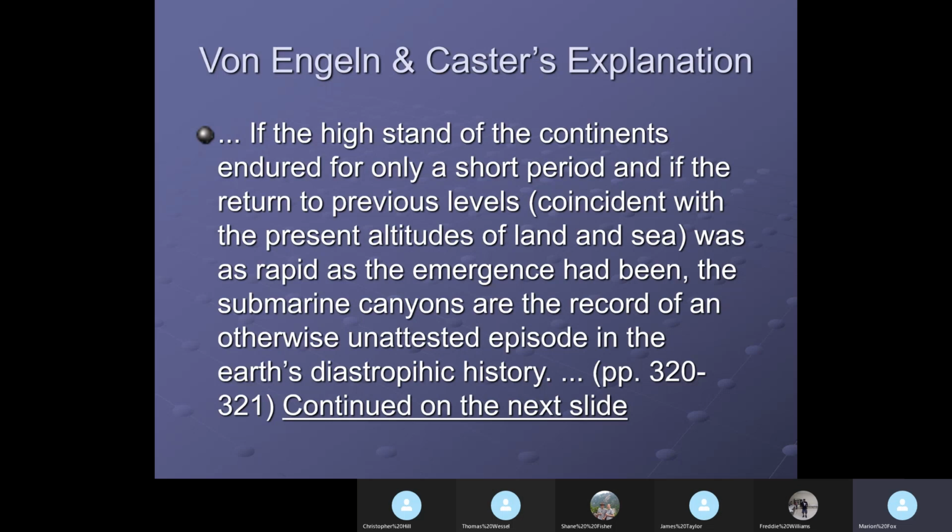If the high stand of the continents endured for only a short period, and if the return to previous levels coincident with the present altitudes of land and sea was as rapid as the emergence has been, the submarine canyons are the record of an otherwise unattested episode in Earth's dystrophic history. I didn't look that word up, I'm sorry. So he's saying it's something we don't have any evidence of. Yeah, we do. The flood occurred.